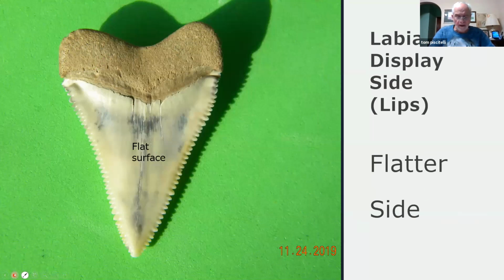This is the front side of that same tooth. It is called the labial or display side. It faces out toward the shark's snout or the front of the shark. It's what you would see if a shark is attacking you. The name comes from the Latin word for lips. The labial side has a flatter surface than the backside or the lingual side. Next, please.